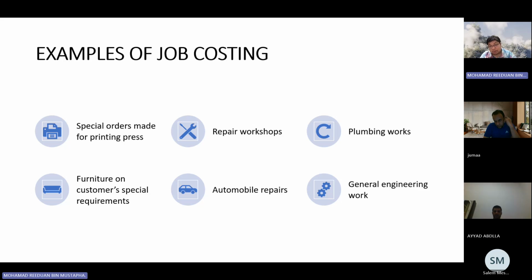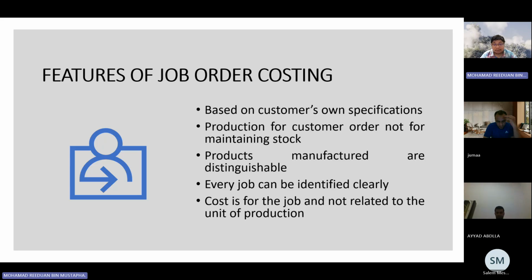So the same goes for automobile repair, because it is very similar to the general repair workshop. One car may need a new tire, another needs a full engine overhaul. So the requirements differ. And then maybe also general engineering work, such as designing a custom machine part, building a prototype, or a customer's specific construction project. Okay, so these are the features of job order costing.